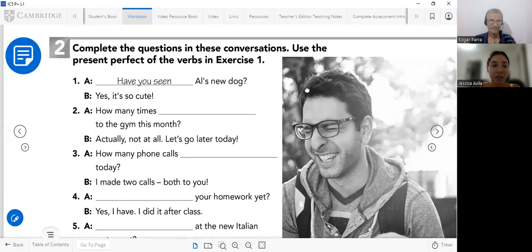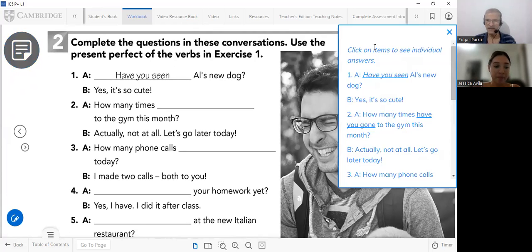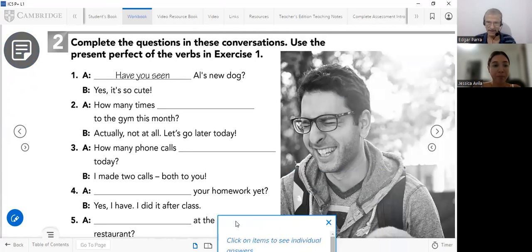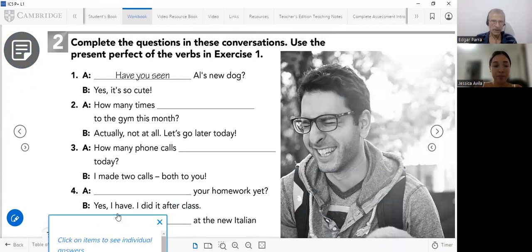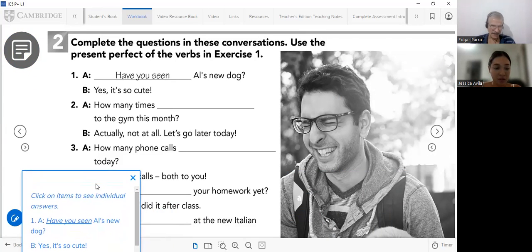Complete the questions in these conversations. Use the present perfect of the verbs in exercise 1. Okay, good. The answers are here, and you're going to complete the questions. Can you read all of them? Have you seen Owl's new dog? Yes, it's so cute.